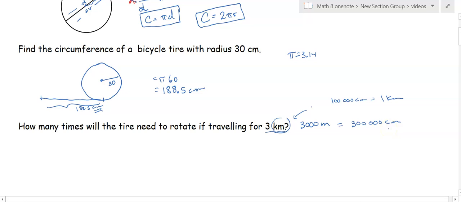So we've converted that to centimeters, so we go, okay, well, if I want to travel 300,000 centimeters and each rotation is 188.5 centimeters, we can divide that, and I'll type that into my calculator. Oops, 188.5. And I get approximately 1,591.5, so it's 1,591 and a half rotations. I'm always going to round down because even if I had 0.9, I can't get another full rotation in. So I would say at most 1,591 rotations in 3 kilometers. That's how many times the wheel is going to turn.